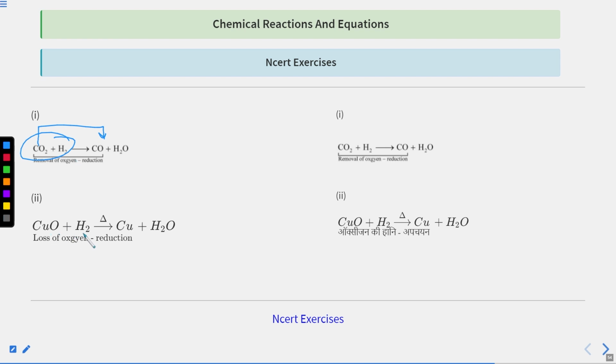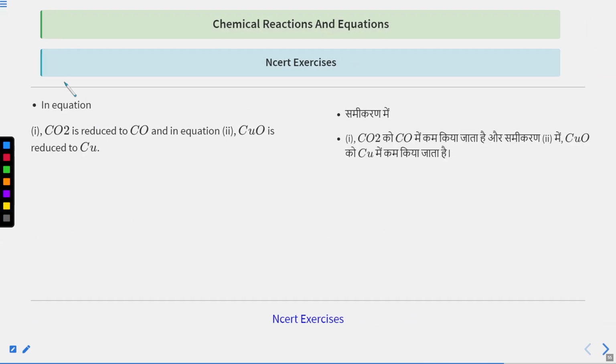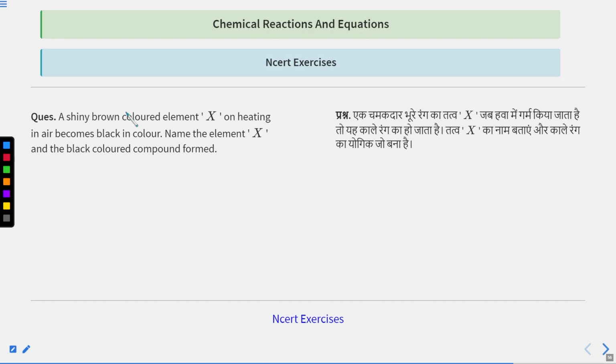Next is CuO plus H2 gives Cu plus H2O. CuO, copper oxide, plus H2, upon heating it will form Cu plus H2O. So CuO is undergoing reduction. It means loss of oxygen is taking place here. In this equation, first CO2 is reduced to CO, and in the second equation CuO is reduced to copper. Copper oxide is reduced to copper. I hope you are very clear about that.